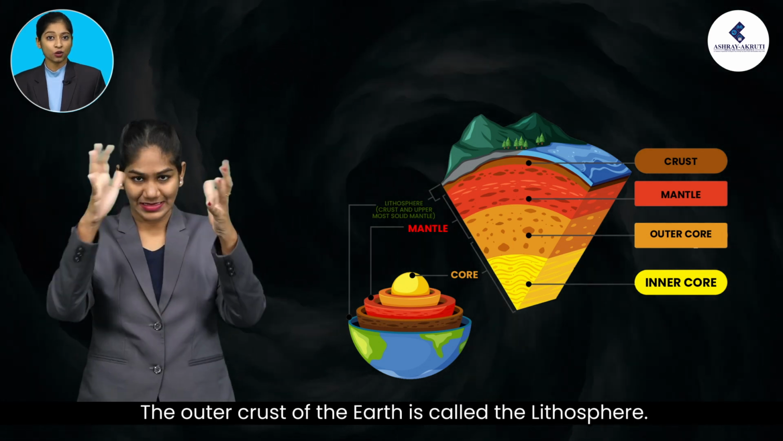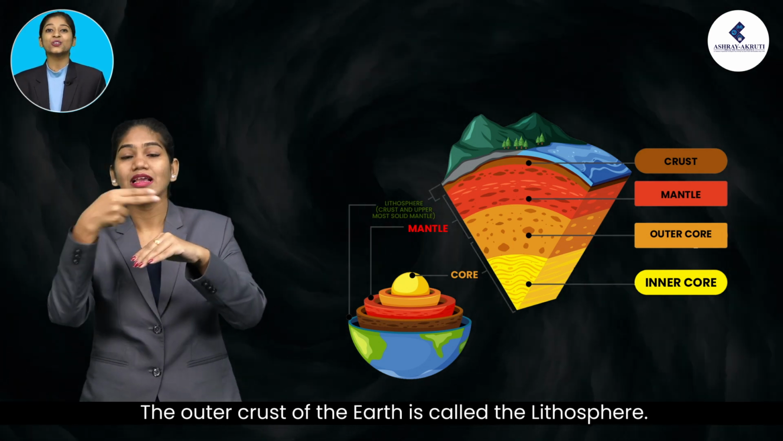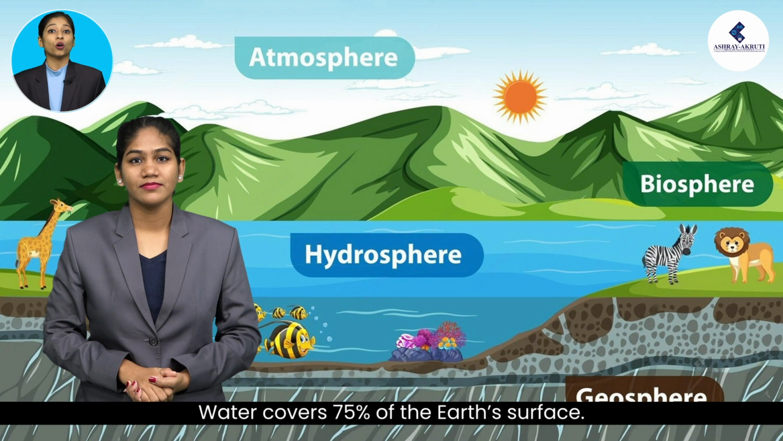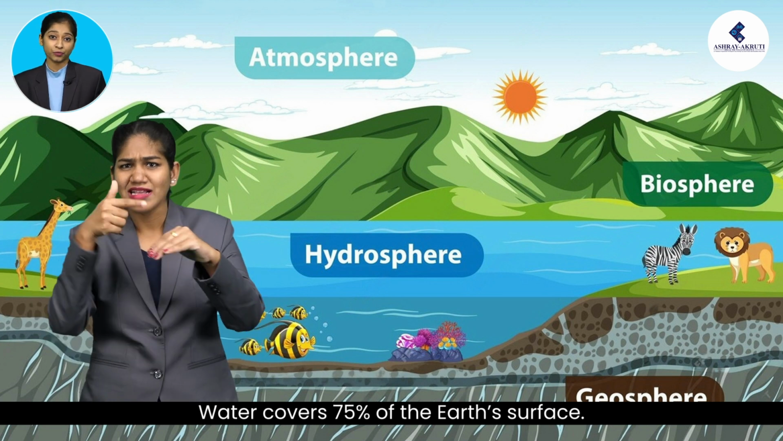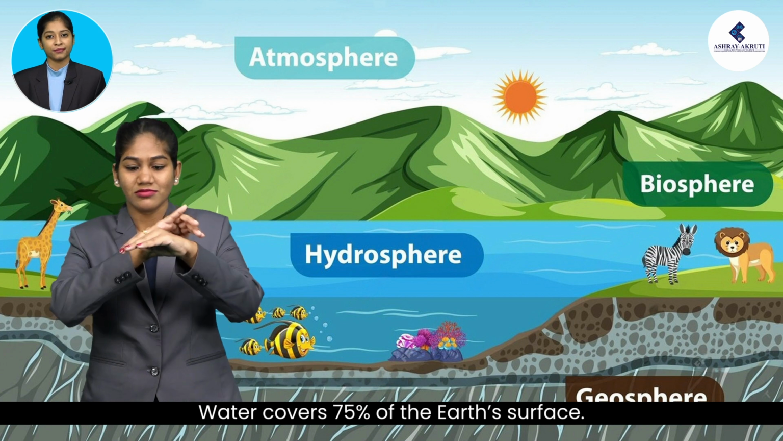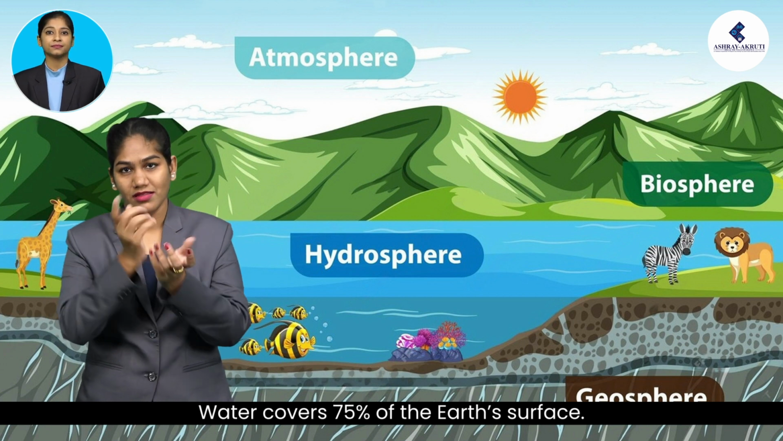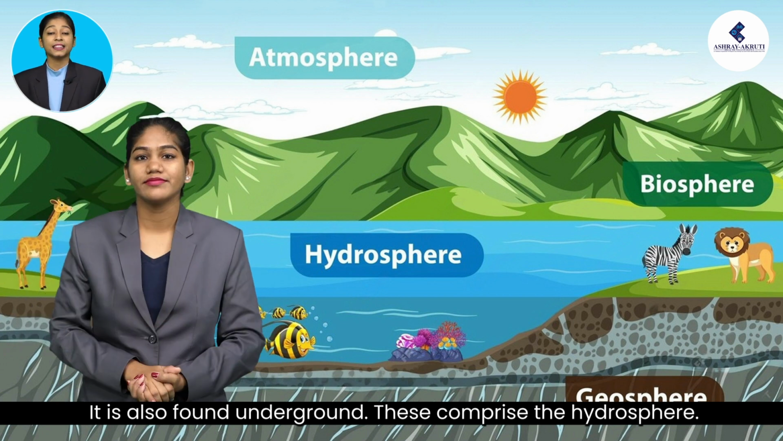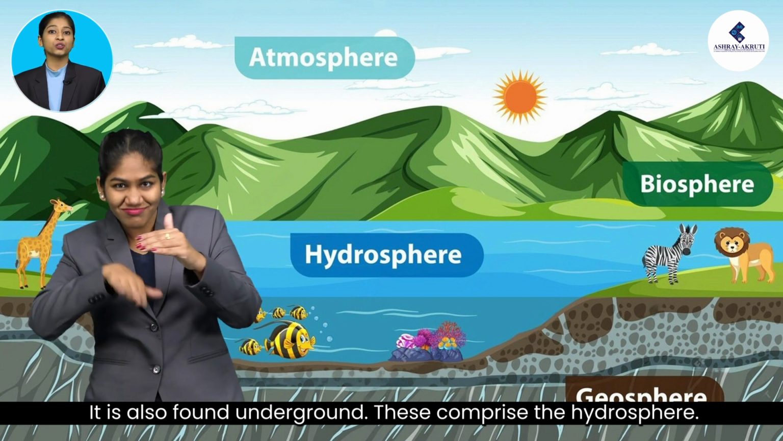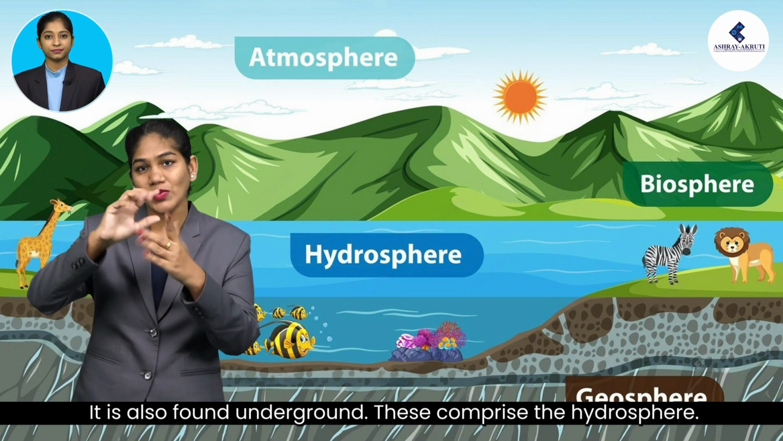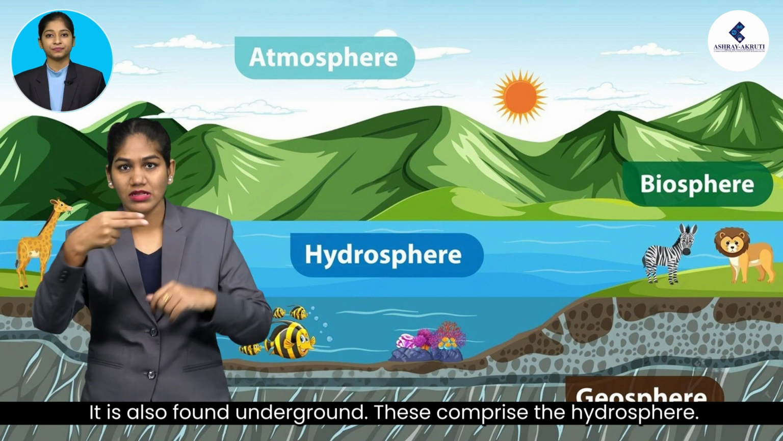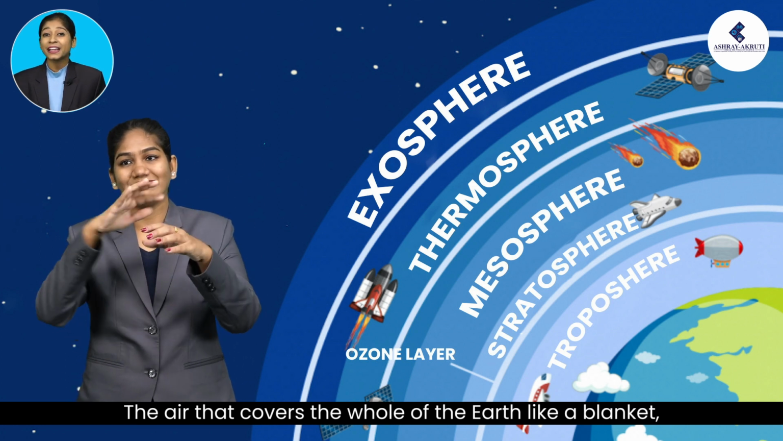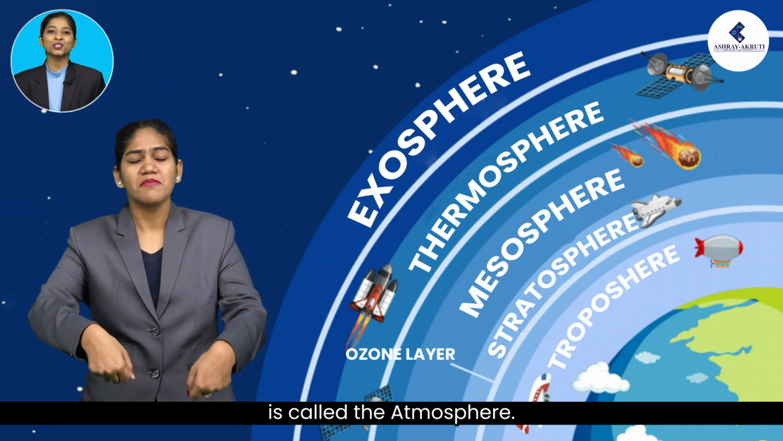The outer crust of the earth is called the lithosphere. Water covers 75% of the earth's surface. It is also found underground. These comprise the hydrosphere. The air that covers the whole of the earth like a blanket is called the atmosphere.